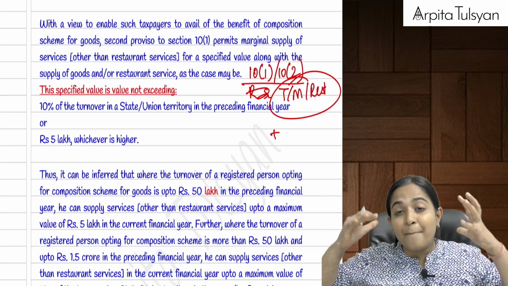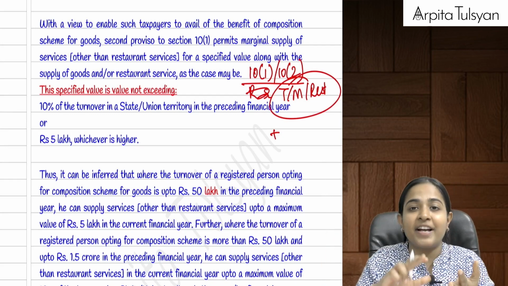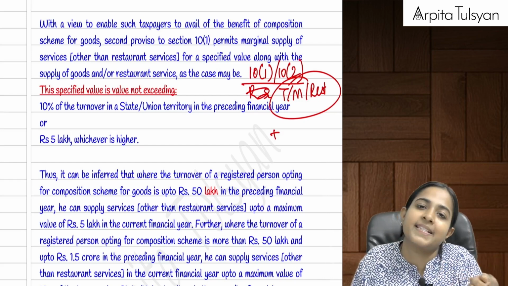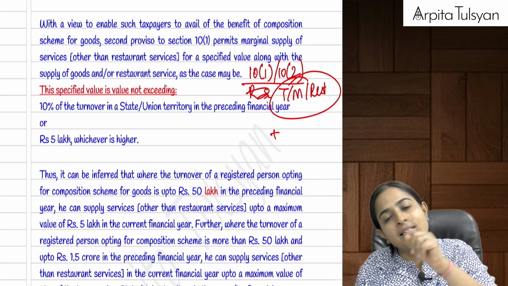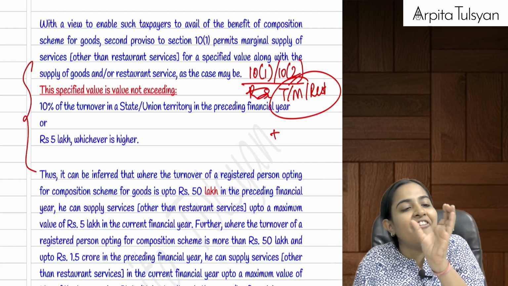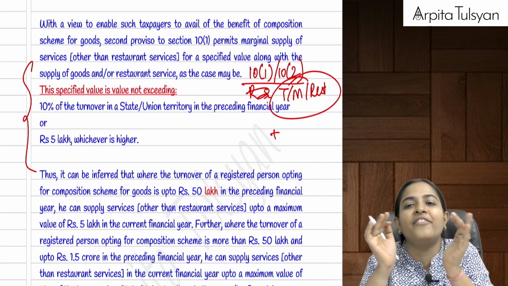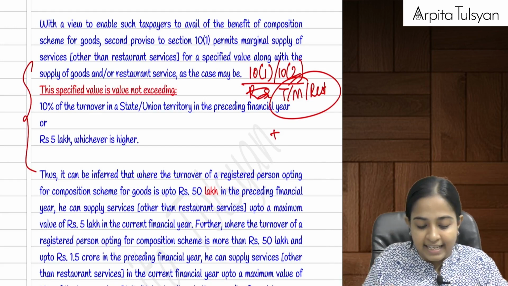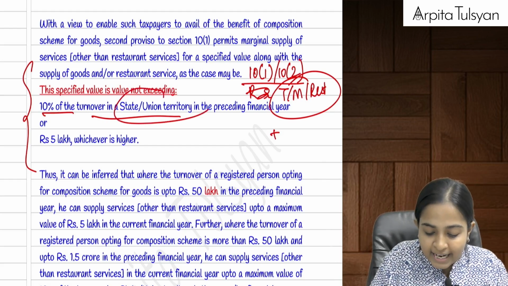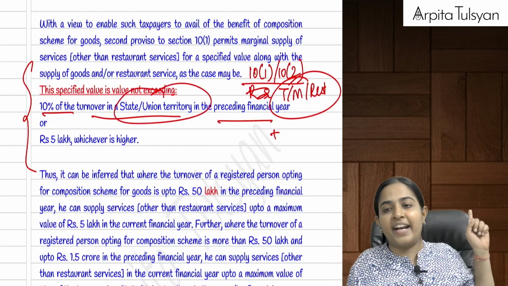Okay, means their main business is trading, manufacturing and restaurant services, but they want to provide some small quantum of services. Can they do so? Answer is yes, they are allowed to provide some marginal services, but the value of marginal services should be within a limit. Okay, what is that limit? That limit is 10% of the total turnover in that particular state, but in the preceding financial year.